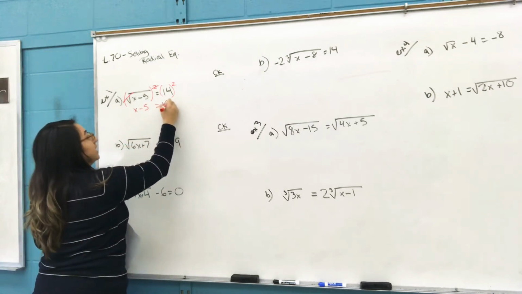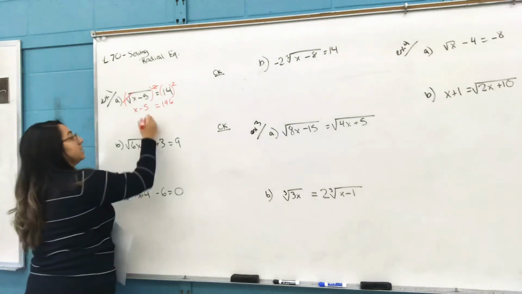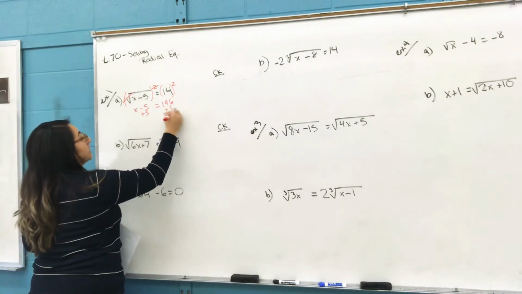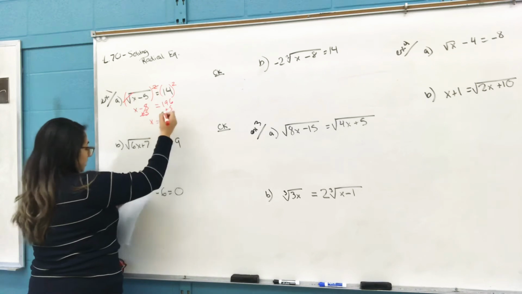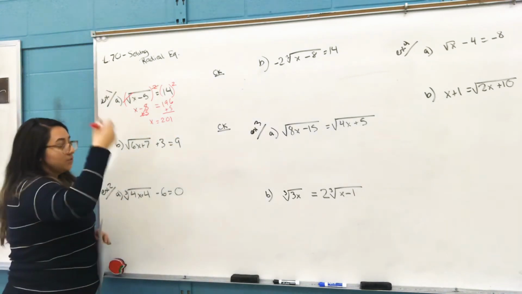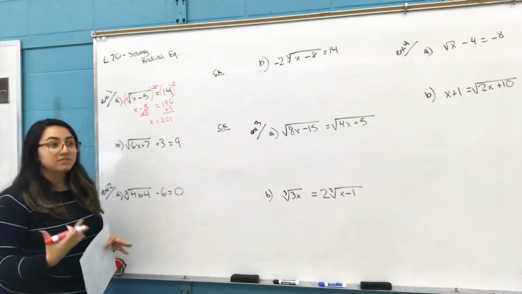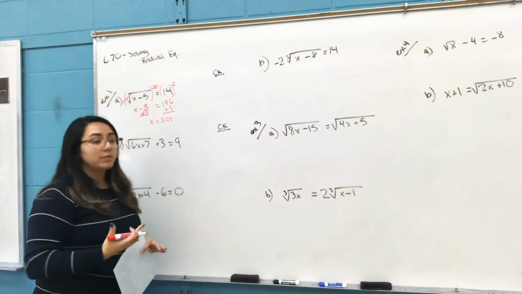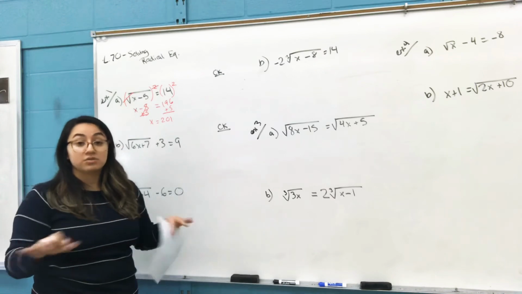That is 196. Now you're getting x by itself. You're adding 5 to both sides, and x will be equal to 201. There's a way to check your answers, and the more difficult it becomes, you will have to check your answers, because you can find what x is, but it could be a no solution problem.